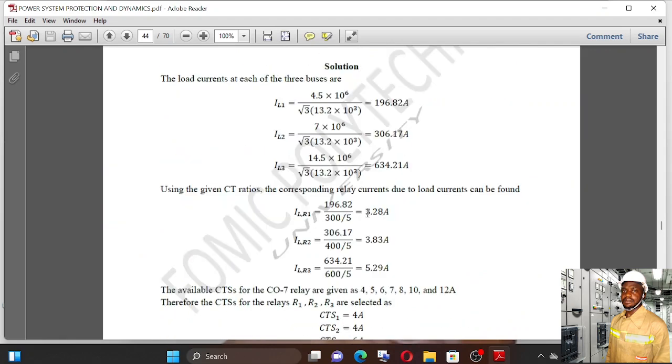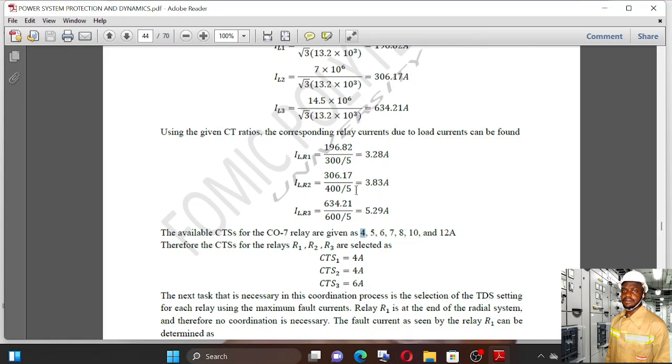Okay, we're here. With respect to this, you will now select the current tap setting for each of those relays. Since 3.28 is closer to 4, we'll select 4 for the first relay. Then for the second relay, we'll still select 4, since 3.82 is closer to 4. But for the third relay, we have 5.29, so we'll select 6.